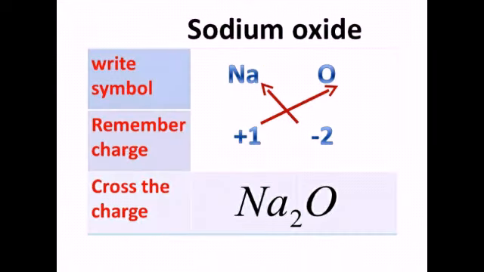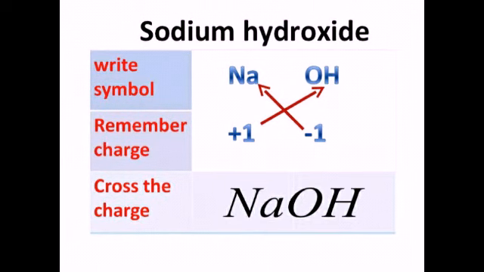Now let us see for sodium oxide. The symbol of sodium is Na and oxygen is O. Charge of sodium +1 and charge of oxygen is -2. After writing the charges, we have to follow the criss-cross rule, that is crossing the charges. So oxygen charge will go to sodium and sodium charge will go to oxygen. So after criss-crossing, you will get Na2O. That is 2 is the charge of oxygen and 1 is the charge of sodium.